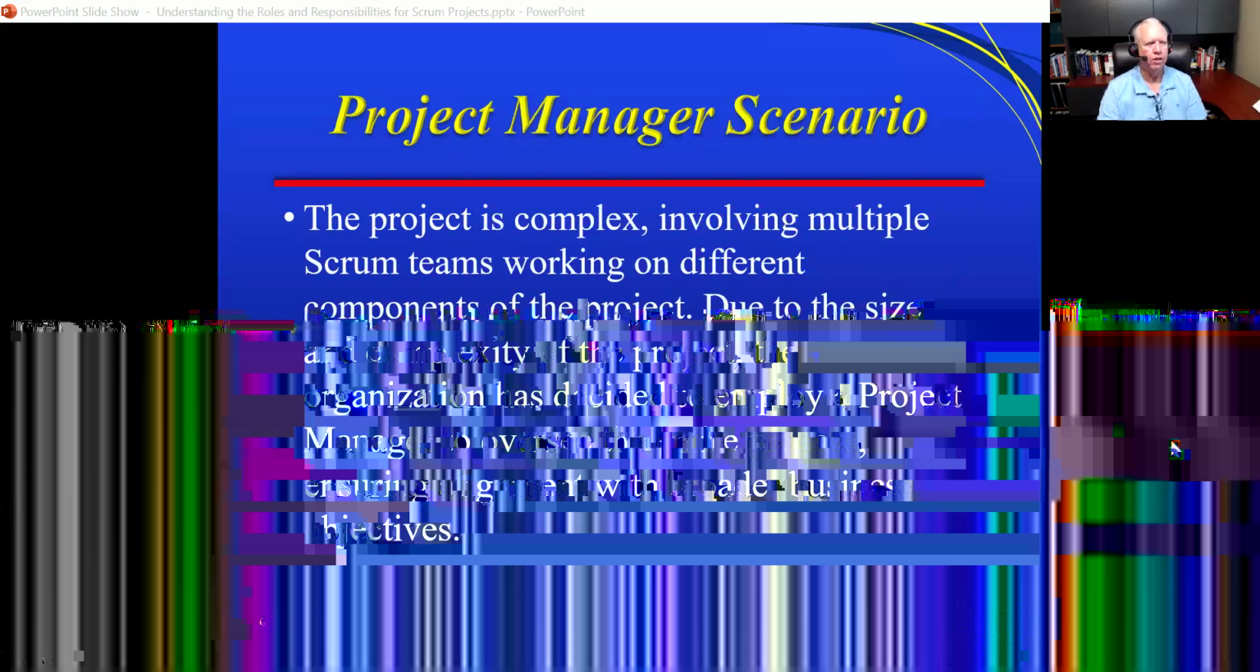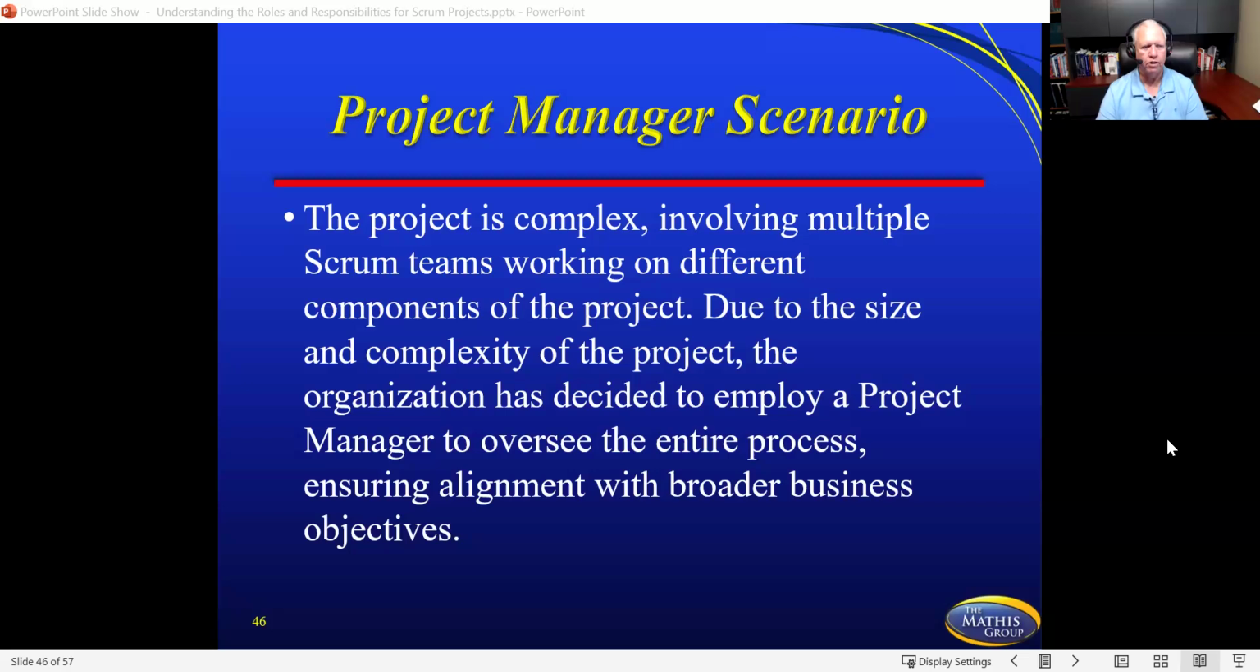The scenario for the project manager: the project's complex, involving multiple Scrum teams working on different components of the project. Due to the size and complexity of the project, the organization has decided to employ a project manager to oversee the entire process, ensuring alignment with broader business objectives. Now, the way we wrote this, we wrote it with multiple teams, and that's why you needed a project manager. You might need a project manager and only have one team. That gives you that flexibility to do that.